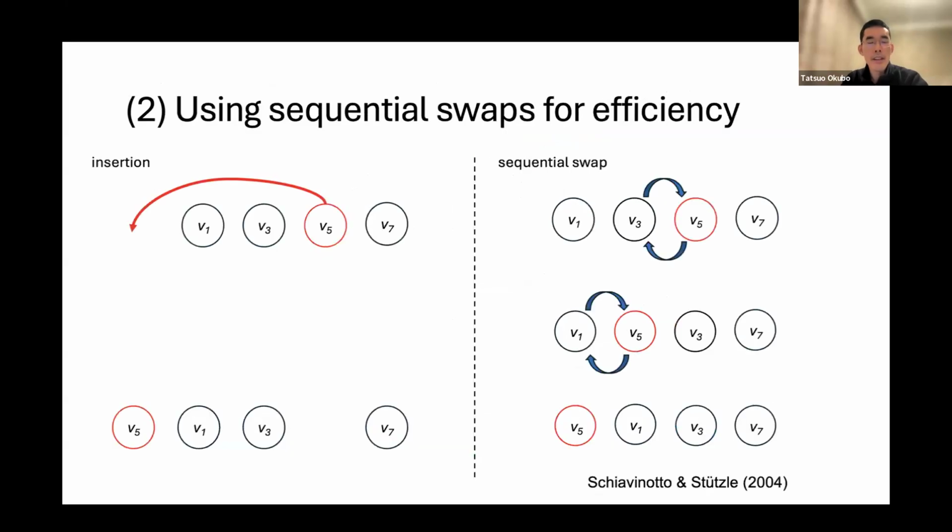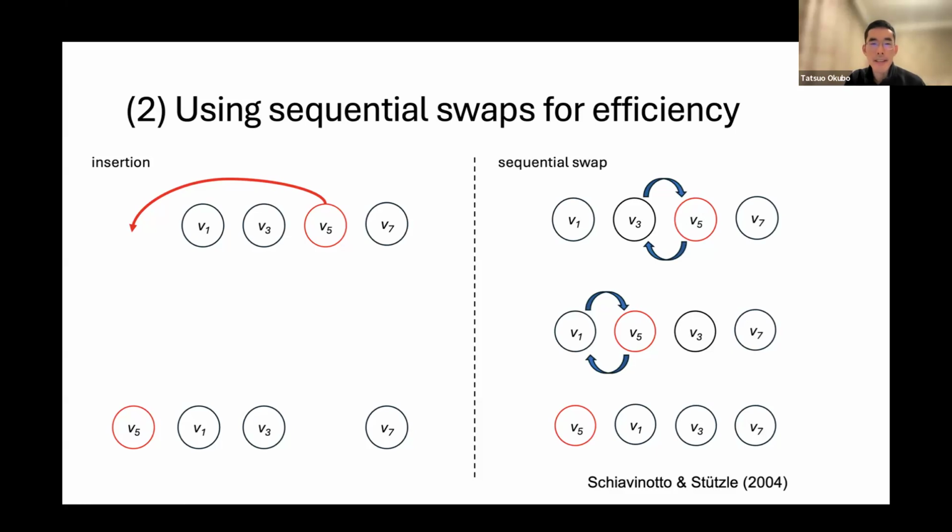And for this, we actually used a nice trick from this paper. Instead of trying out different insertion locations from the beginning to the end, we instead use a sequential swap, because any insertion operation can be implemented by sequential swap. And we also need this intermediate step anyway. So that led to a little bit more efficiency. So this is a local search algorithm.